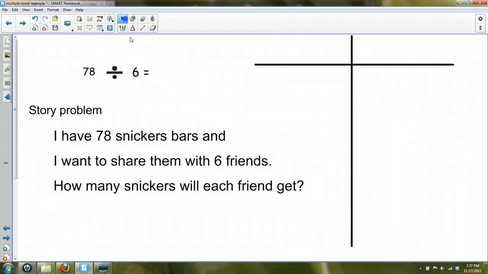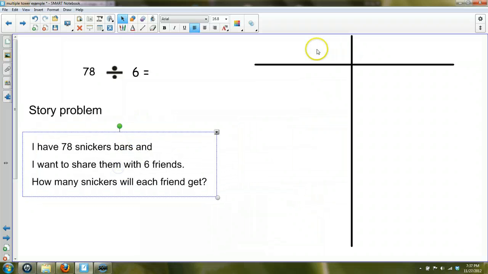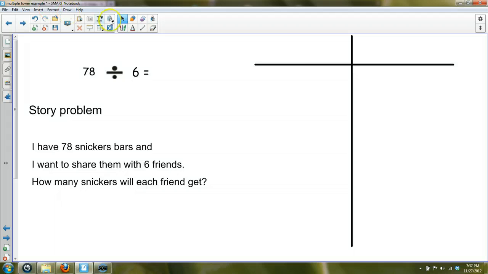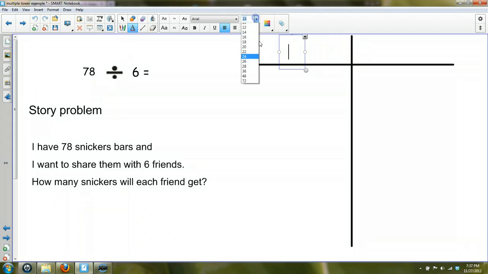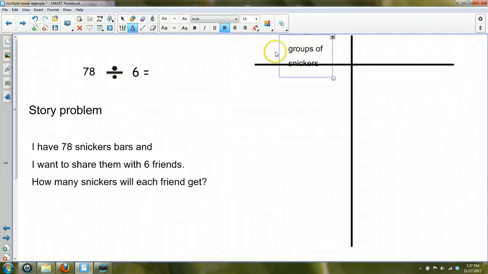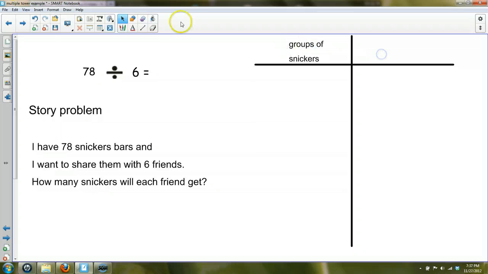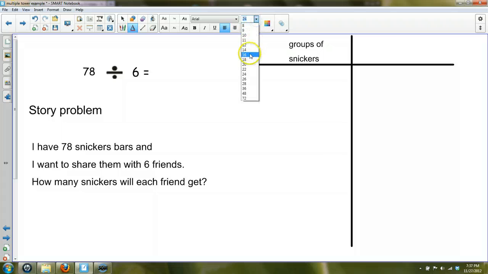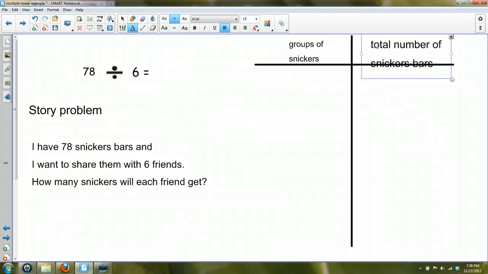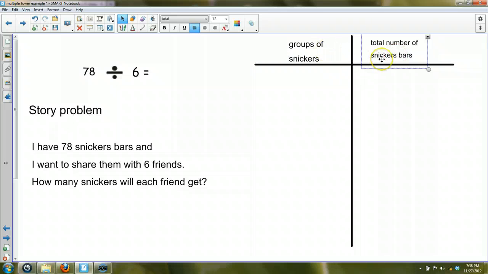Okay, so now I've got my context and I can set up my story problem in this T-chart. So I know that I have 78, which means I'm trying to get the 78 broken down into groups of 6. So on one side, I'm just going to make that a little bit smaller, groups of, and in this case, it's Snickers bars. This would be groups of Snickers. And on this side over here, we would have the total number of Snickers bars. Let me just make that a little bit smaller so it stays up above the bar and you can still see it. So we have groups of Snickers, total number of Snickers bars.